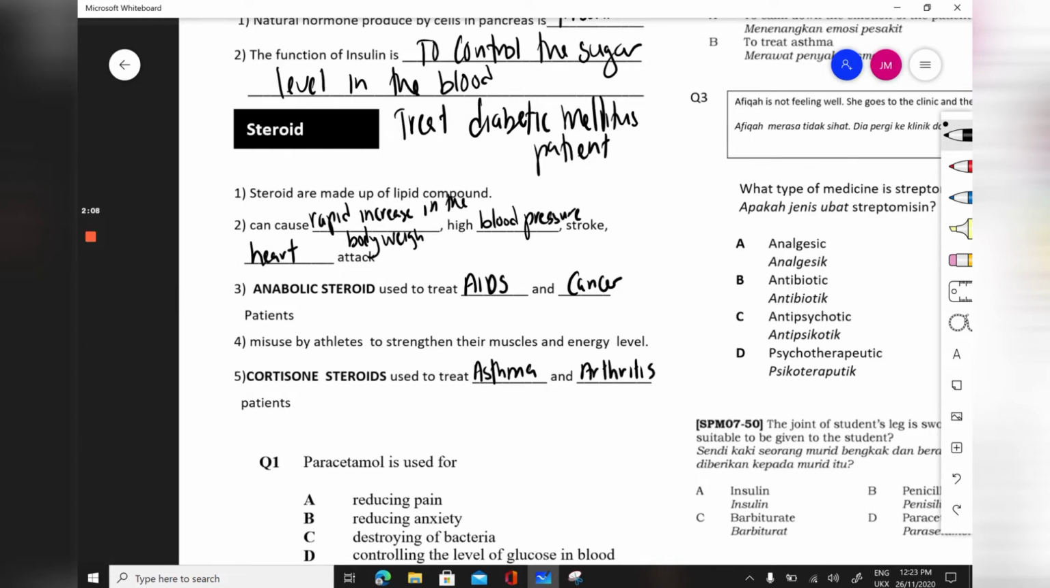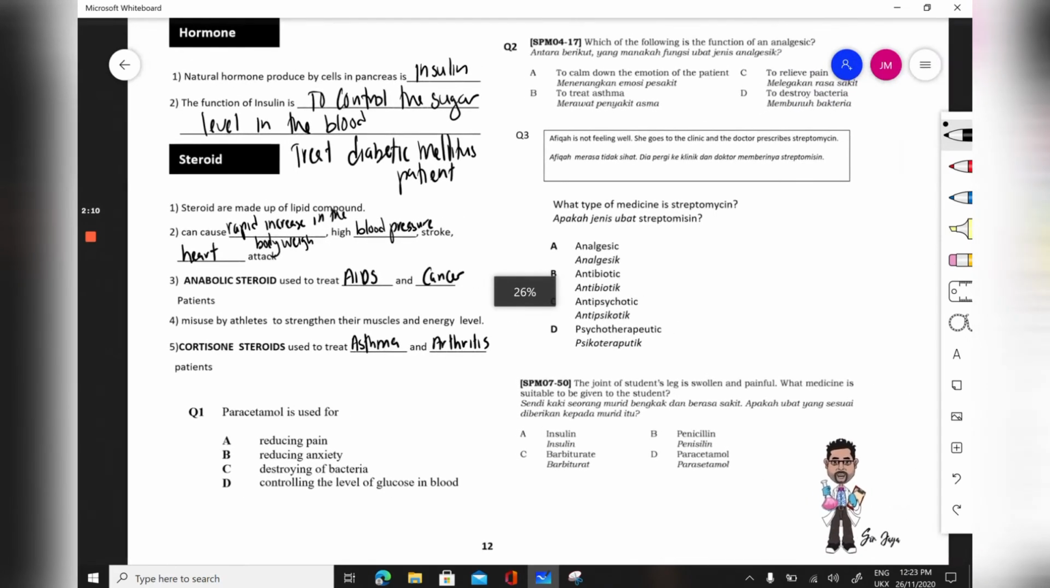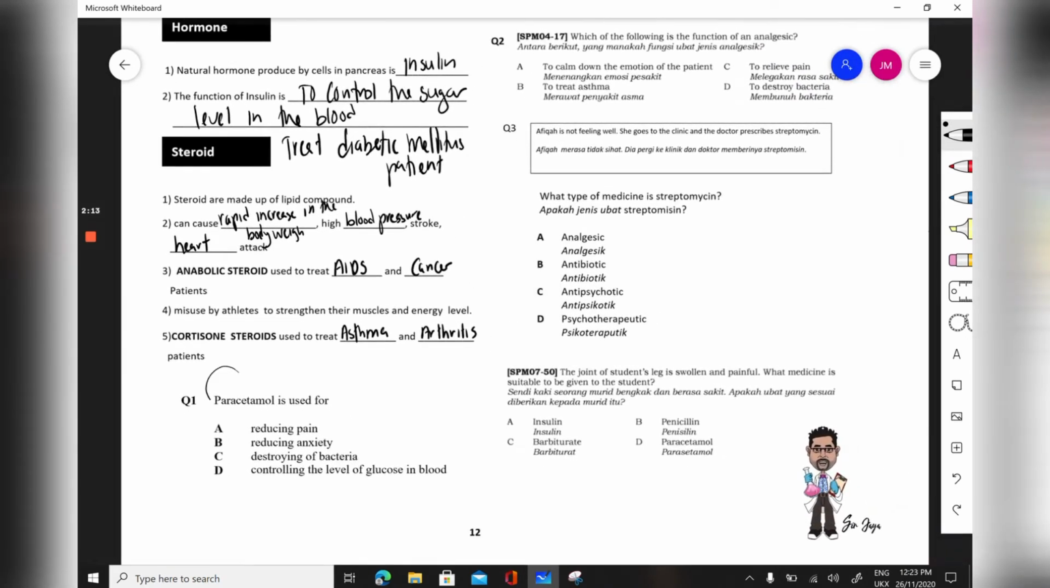And we try to answer a few objective questions. Number one, okay, paracetamol is used for what? So paracetamol is under analgesic. The function of analgesic is to relieve pain. So the answer will be A. And we try to check question number 2.